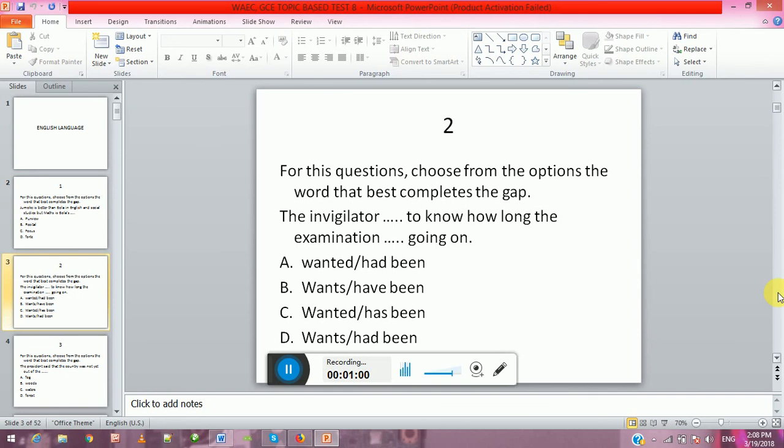For these questions, choose from the options the word that best completes the gap. The invigilator dash to know how long the examination dash going on. A. Wanted had been. B. Wants have been. C. Wanted has been. D. Wants had been.